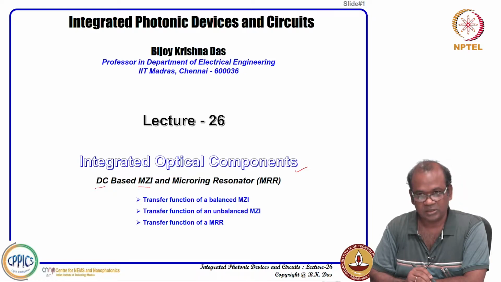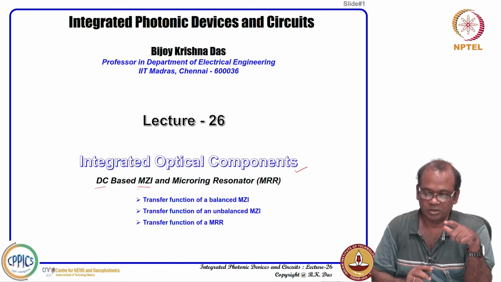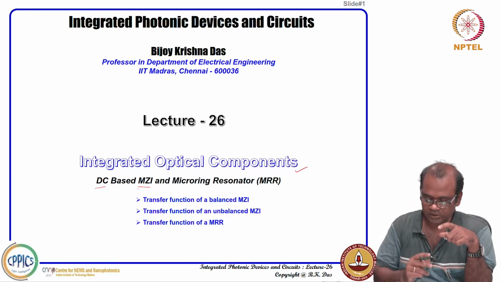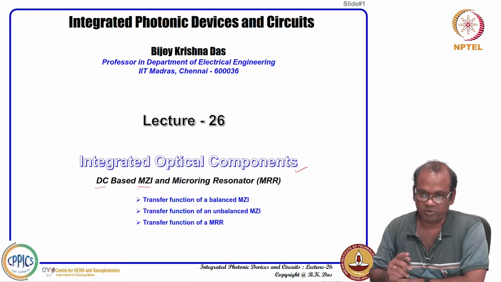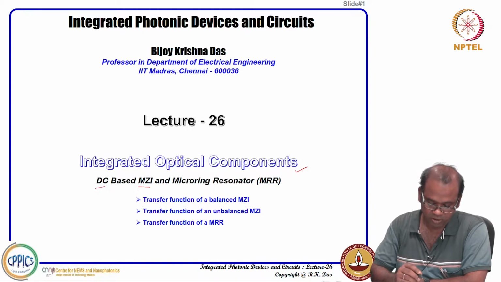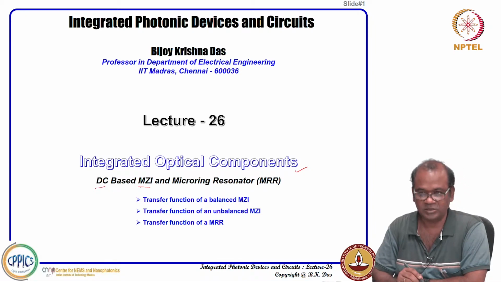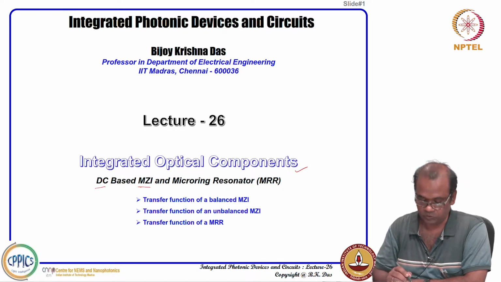Now we will be discussing the DC based MZI, Mach-Zehnder interferometer. We have discussed the Mach-Zehnder interferometer earlier, but that was Y junction based. You have an input waveguide, split into two waveguides, and then another combiner, and that is how we discussed it earlier. Now we want to discuss the DC based Mach-Zehnder interferometer, which will have two input ports and two output ports.